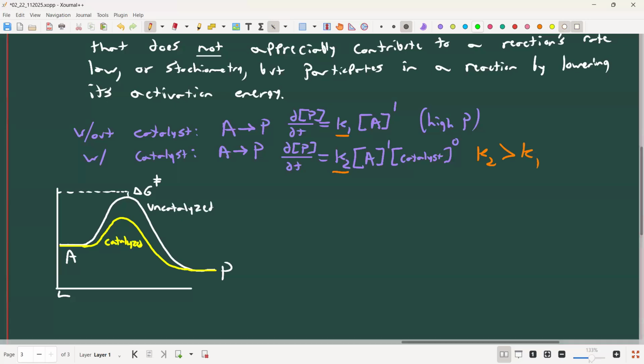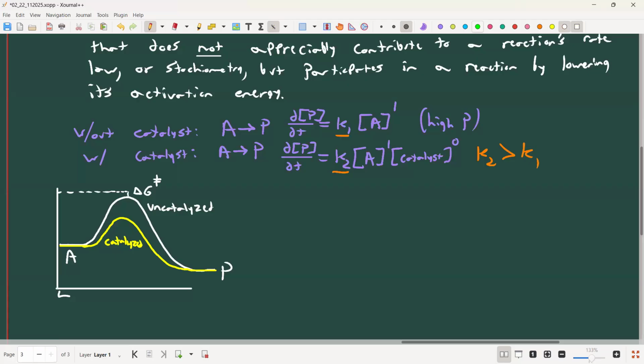Okay, so that's what a catalyst does. That's all it does. It doesn't change anything else. It doesn't participate in the reaction. I mean, it does participate in the reaction, but not in stoichiometry. In fact, typically catalysts go through a cycle. I'll give you an example in a second.